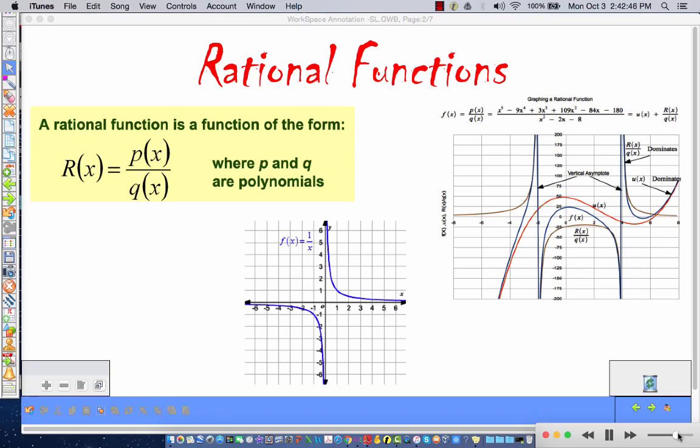We are back and better than ever, and today we are going to discuss briefly rational functions. Let's get to it, shall we?